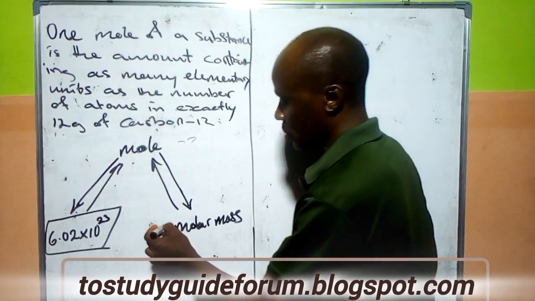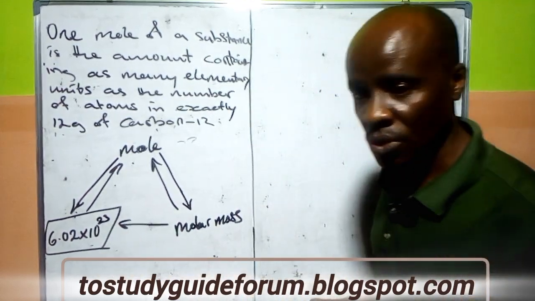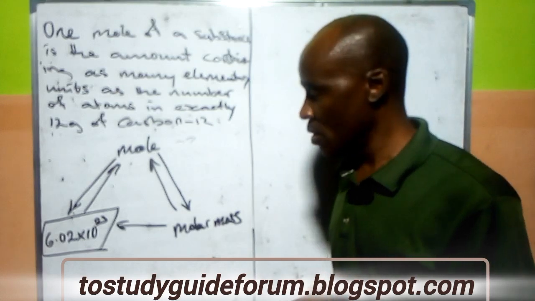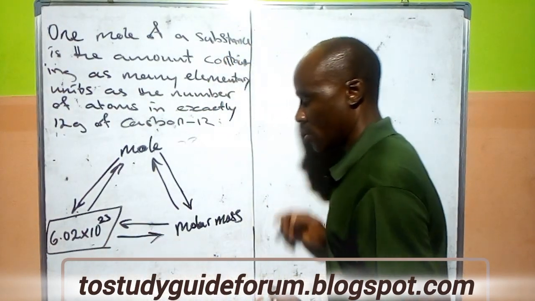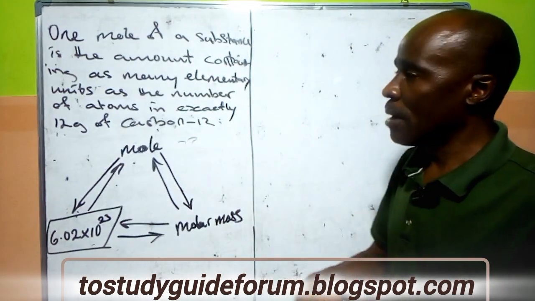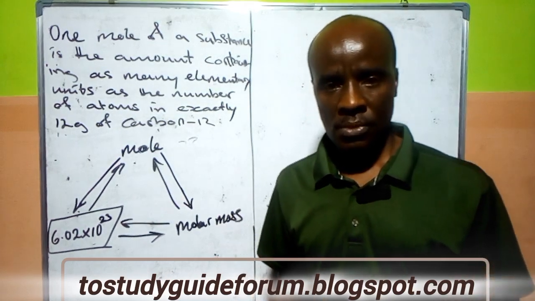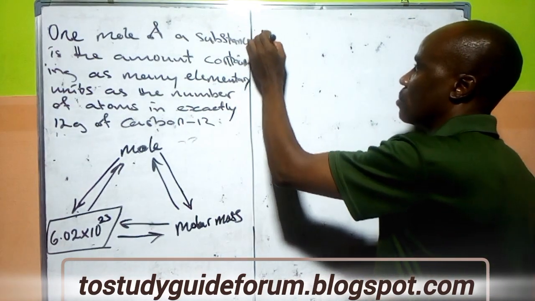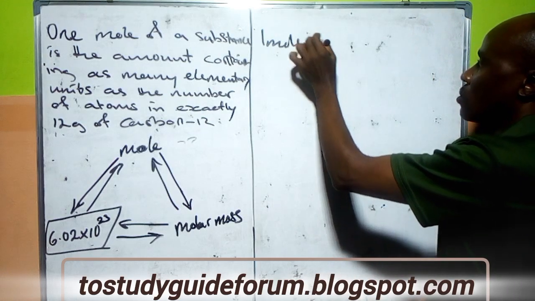So here, the molar mass of any substance also contains the Avogadro's constant, which is 6.02 times 10 raised to the power 23, and then also equals the molar mass. So now, if we're talking about something like sodium, it means that 1 mole of sodium equals what?